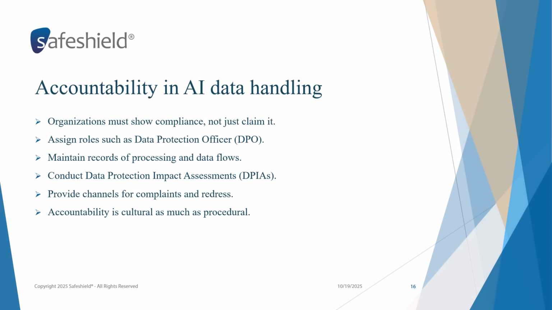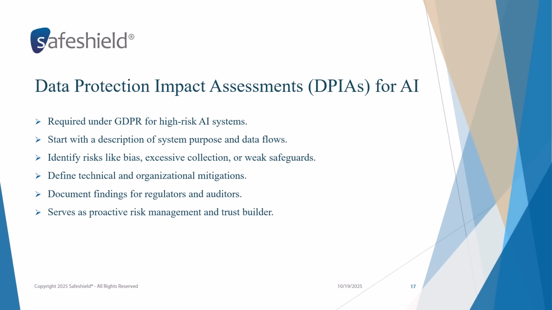Accountability also requires mechanisms for redress and complaints. Individuals must have clear pathways to challenge how their data is used or to seek correction when rights are violated. Finally, accountability is cultural as much as procedural. Organizations that embed privacy into their values and operations are better positioned to innovate responsibly. By demonstrating accountability, they earn the trust of users, regulators, and business partners alike.